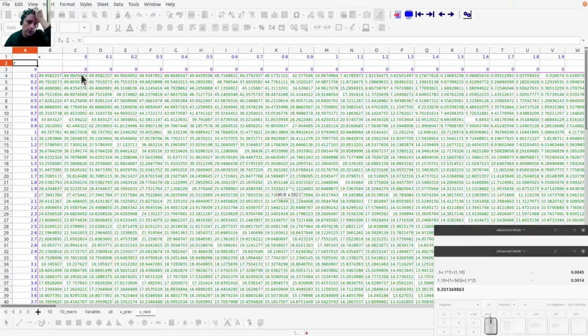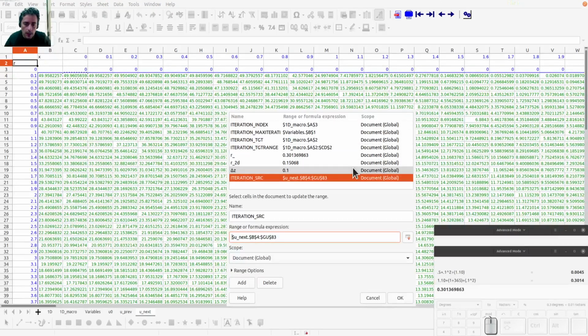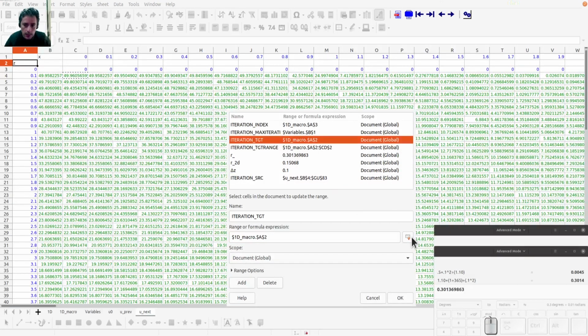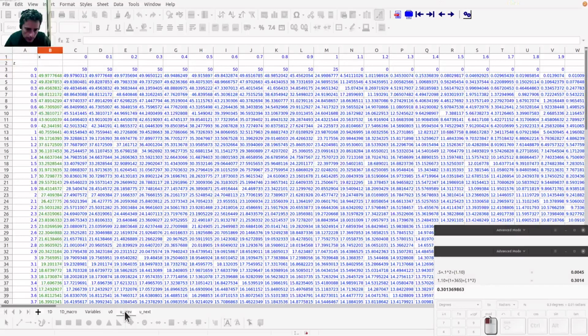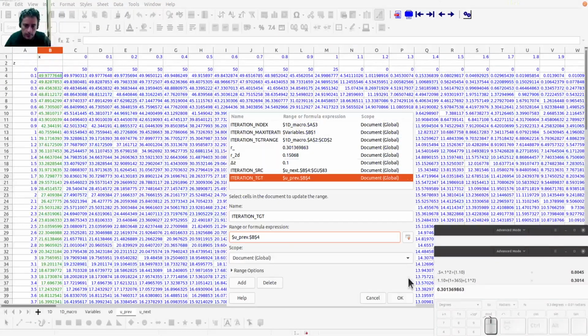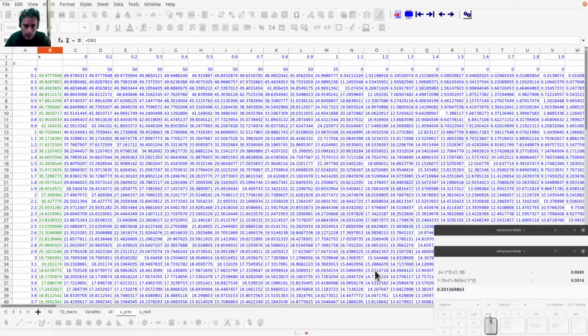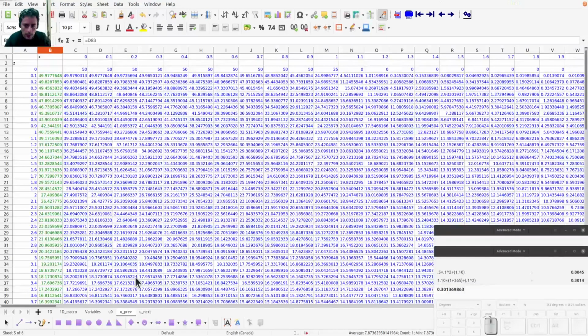I could have changed the formula here to go twice on that side, but okay, so that would be another way of doing it to accommodate the boundary conditions. Okay, so I defined iteration source, and iteration target is the upper left corner of where I will paste it, and I will paste it there every time. Okay. So now we say OK. And now I can run my macro.